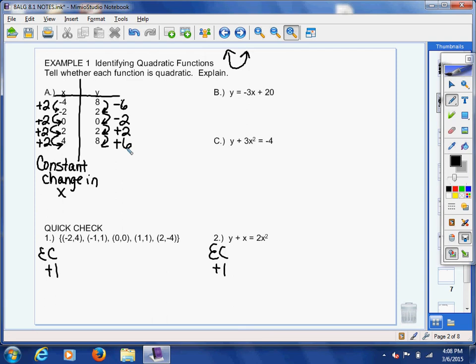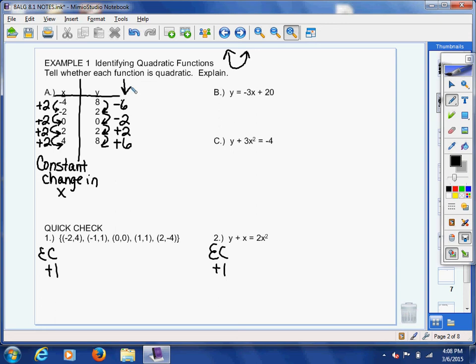Constant change in x, constant change in y is linear. If you don't see that same number all the way down when you check for that constant change, then it's not linear. And we don't. We have -6, -2, +2, +6. So this is how you tell if it's quadratic.